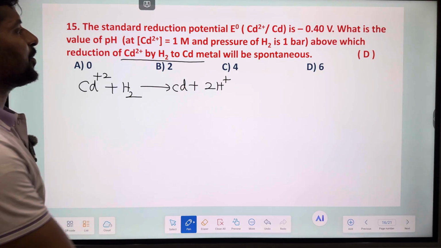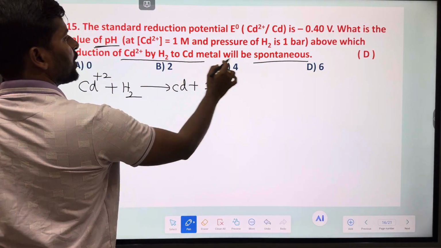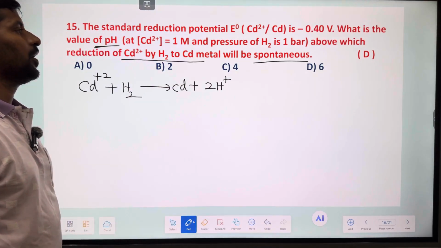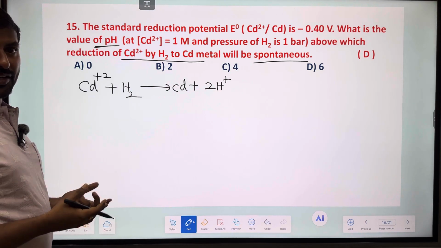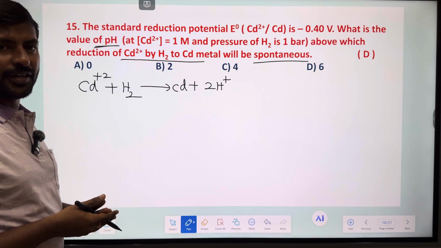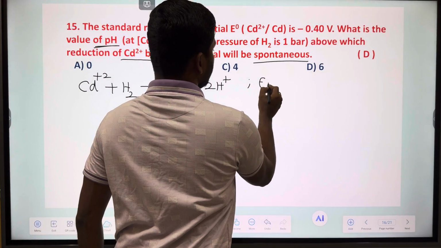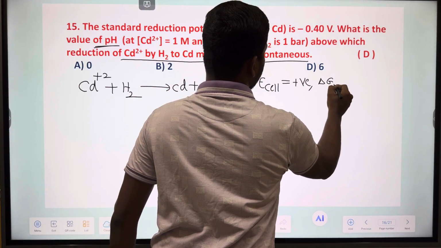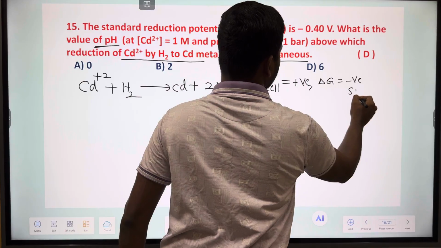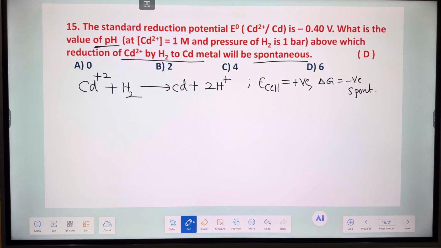When will it be spontaneous? At which pH will this reaction be spontaneous? What is the value of pH for this reaction to occur spontaneously? Now pH is indirectly concentration, and we have to see the relation between concentration and cell potential. We have to get E cell positive, then delta G is negative, so it is spontaneous.